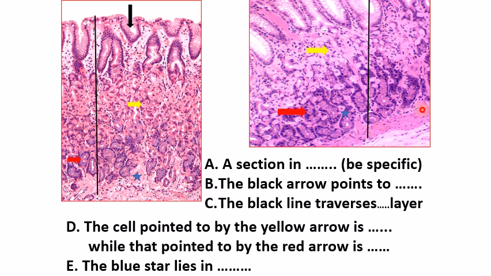Muscularis mucosa. Again, the acidophilic cell is the parietal cell, while the basophilic cell is the peptic cell.